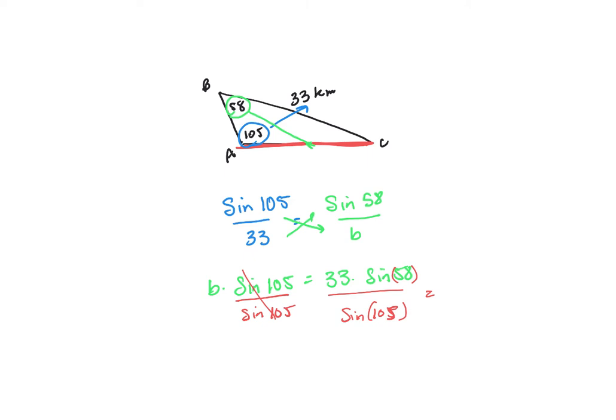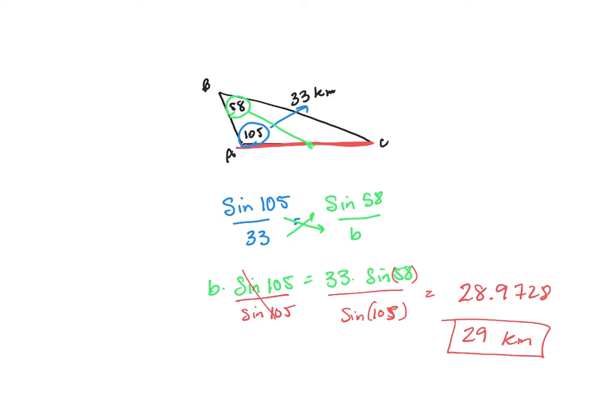Okay, that gives me 28.9728. So in this case, what do the directions say? Round to the nearest tenth. So I'm going to call this one 29 kilometers.